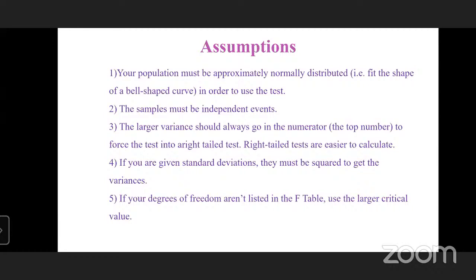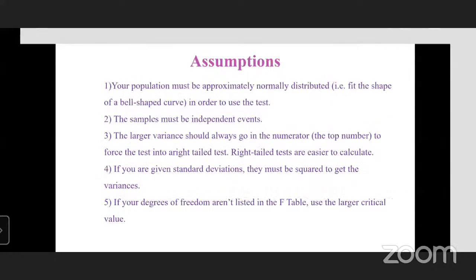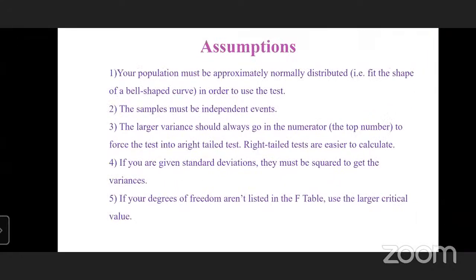If you are given standard deviations, they must be squared to get the variances. जर तुम्हाला स्टँडर्ड डेव्हिएशन दिला असेल तर त्याचं स्क्वेअर करून घ्या तर व्हरायन्स येतं. If your degrees of freedom aren't listed in the F table, use the larger critical value अशा अर्थाने म्हटलं. असू द्या, त्याची काही गरज नाही आपल्याला.